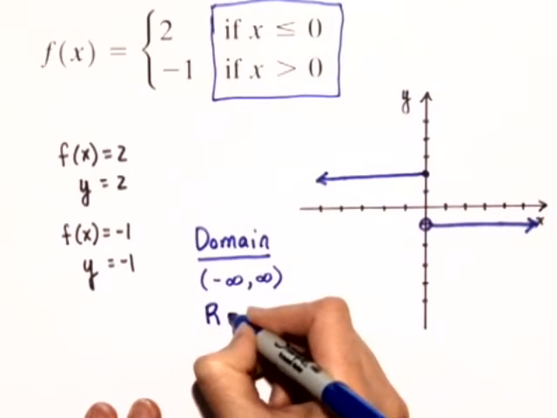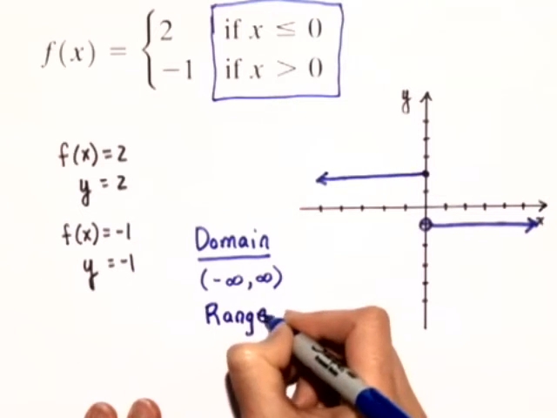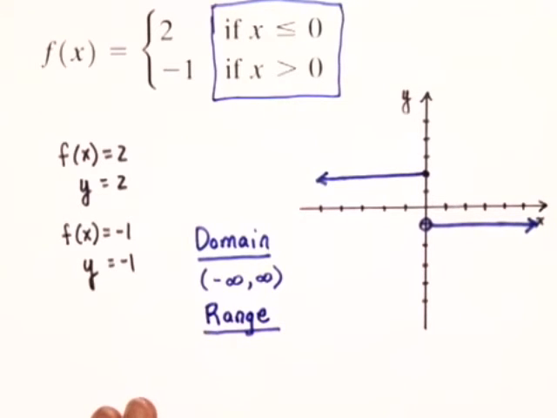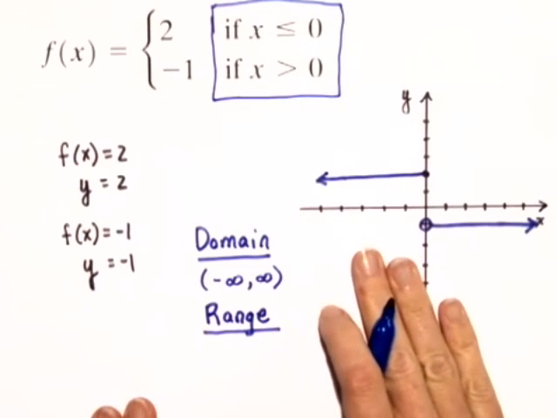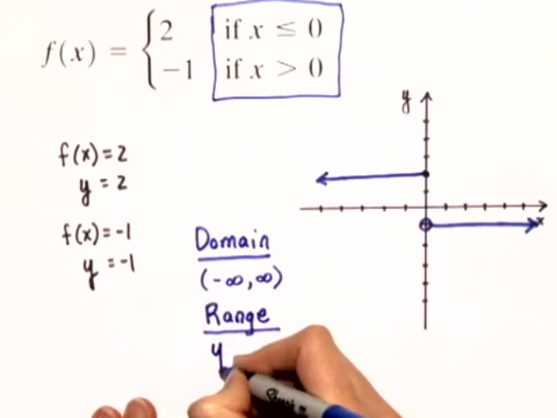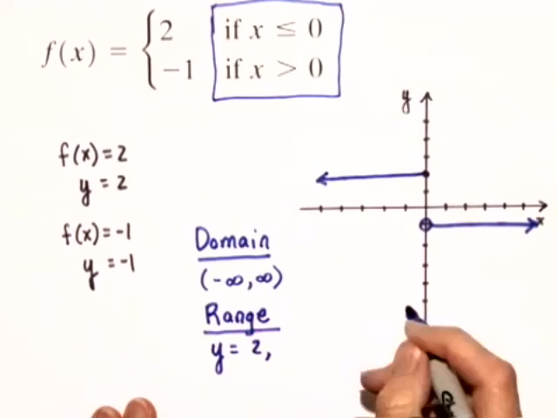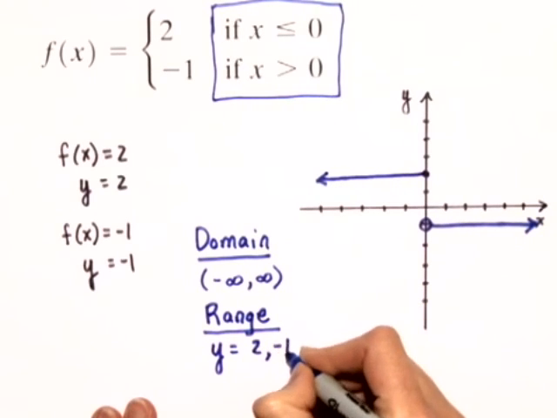The range, really we're asking what values can y be? Well, there's only two values that y takes on in this graph. y can either be the value positive 2 or it can be the value negative 1.